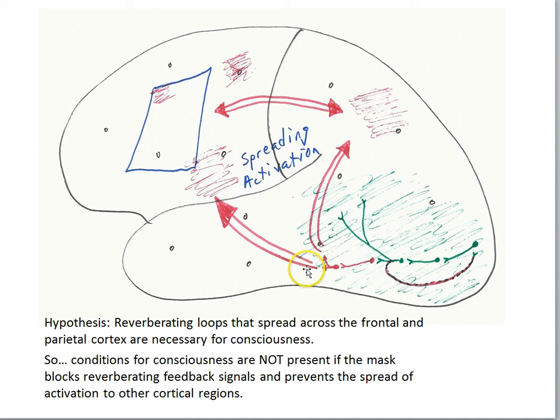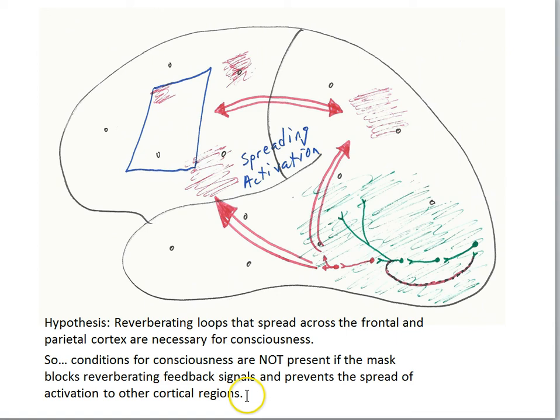The hypothesis for Dehaene's group is that reverberating loops that spread across the frontal and parietal cortex are necessary for consciousness. Not only do we have reverberating loops within the visual cortex, we have loops with the frontal cortex and with the parietal cortex. Loops of activity emerge and we become conscious. Therefore, then, the conditions for consciousness are not present if the mask blocks reverberating feedback signals and prevents the spread of activation to other cortical regions.